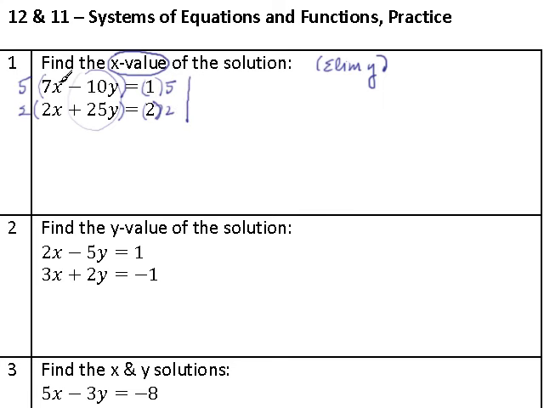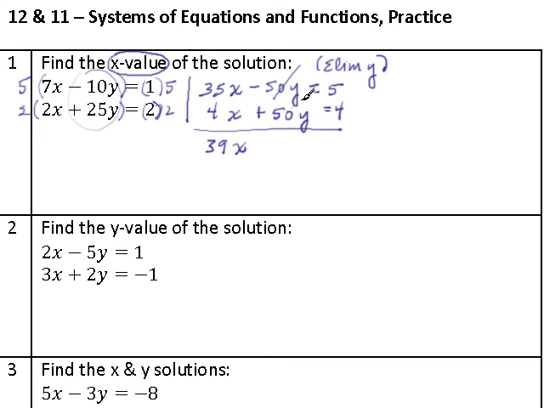Let's rewrite our system. Here on the left, we're multiplying by 5, so we have 35x, 5 times minus 10, minus 50y, equal 5. And in the second line, we have 2 times 2x, that's 4x, plus 50y is equal to 4. And now we're ready to add the equations together because we see this column, the y column, will cancel. In the x column, we have 35x plus 4x, so that's 39x. Okay, this cancels. Is equal to 5 plus 4, 9.